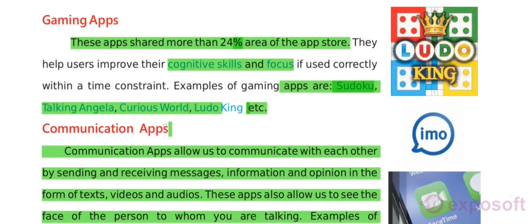Next is gaming apps. These apps share more than 24% area of the App Store. They help users improve their cognitive skills and focus. Examples of gaming apps are Sudoku, Talking Angela, Curious World, Ludo King, etc.